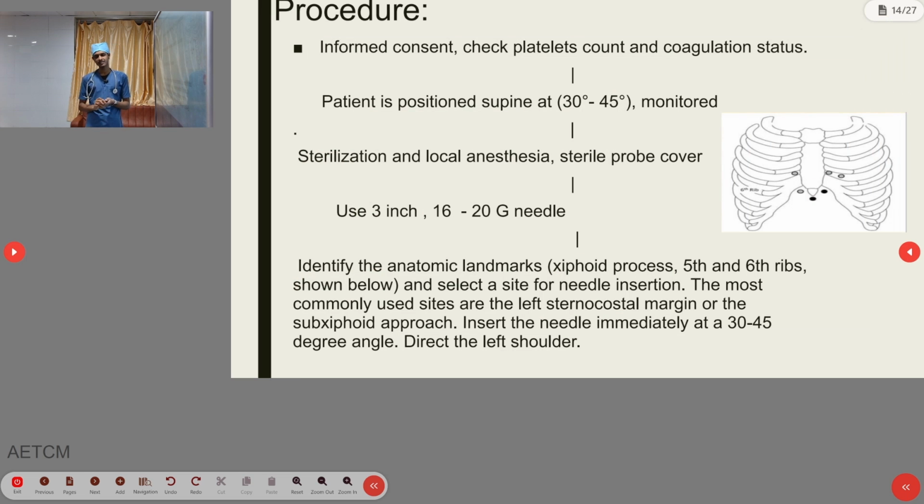Procedure-wise, first we place the person at a 30 to 45 degree angle. Before that we take informed consent and do platelet and coagulation studies. Then we select the site, sterilize the area, and use a 3-inch, 16 to 20 gauge needle, inserted at a 30 to 45 degree angle, directed toward the left shoulder. So this is the way.